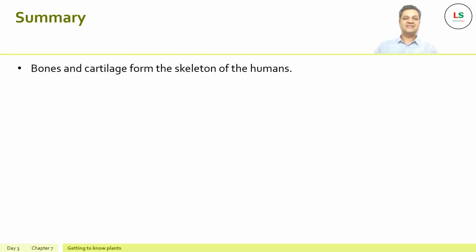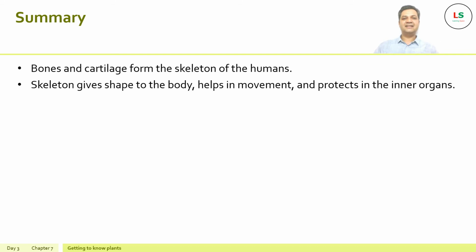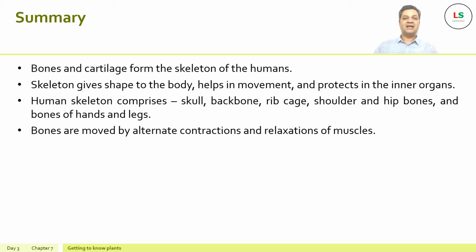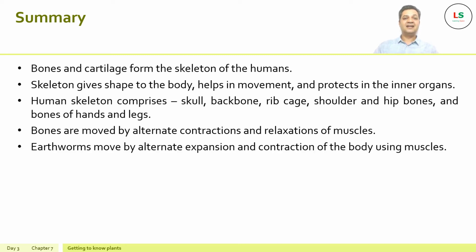Let's summarize the chapter. Bones and cartilage form the skeleton of humans. Skeleton gives shape to the body, helps in movement, and protects the inner organs. Human skeleton comprises skull, backbone, rib cage, shoulder and hip bones, and bones of hands and legs. Bones are moved by alternate contractions and relaxations of muscles. Earthworms move by alternate expansion and contraction of the body using muscles.